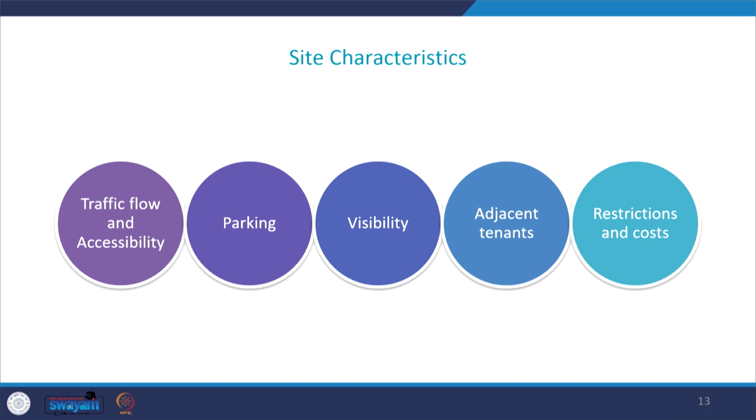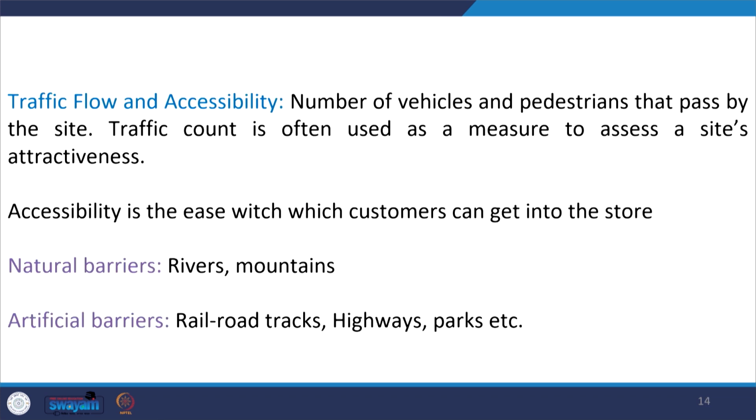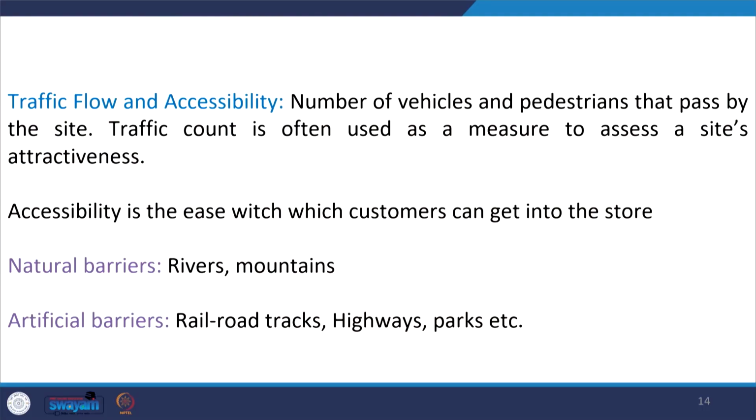Now there are a few more factors which need to be considered with respect to a site. That is traffic flow and accessibility, parking facilities, visibility, adjacent tenants, restrictions and cost. Whenever we talk about traffic flow and accessibility, we are considering the number of vehicles and pedestrians that pass by the site. When the traffic flow is very high, it also indicates that you might have more people visiting your store, right? Because many people are passing by, it's all about how you attract them. Traffic count indeed becomes an important evaluation point when we are measuring the site's attractiveness.